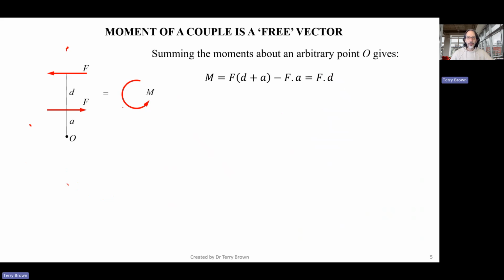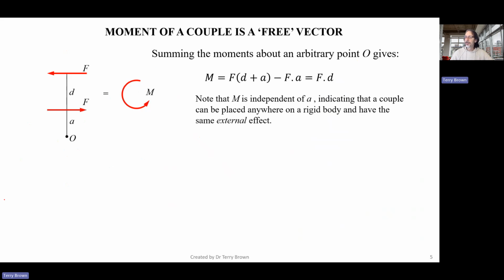So what that tells us is if the point that we take moments about is arbitrary and we get the same result every time, then conversely we can apply this anywhere and get the same result. All right, so continuing on. So M, as I said, is independent of where we take moments about, indicating that a couple can be placed anywhere on a rigid body, get my laser pointer here, and have the same external effect on the body.